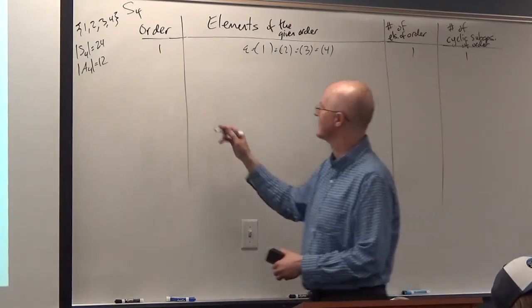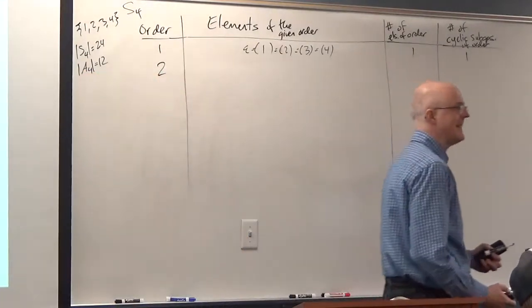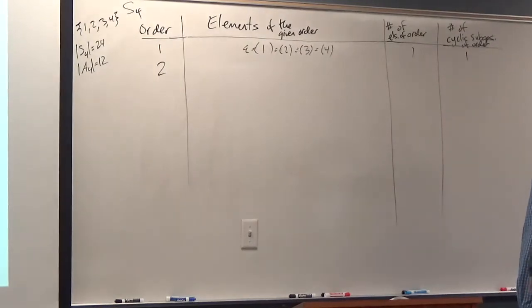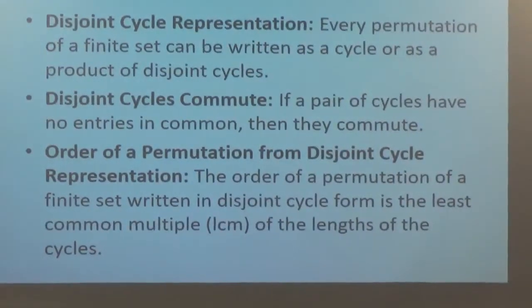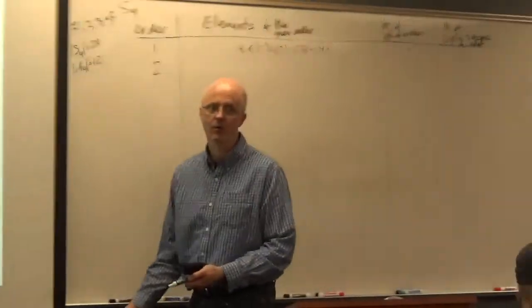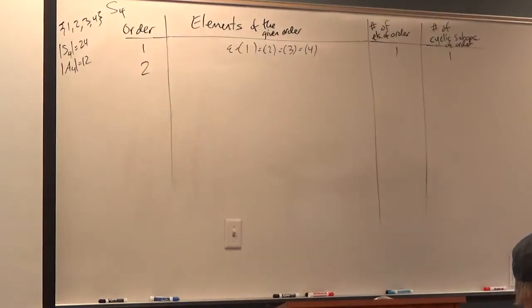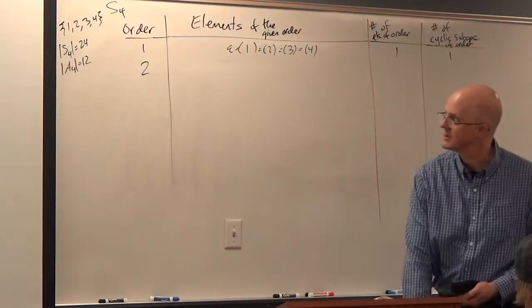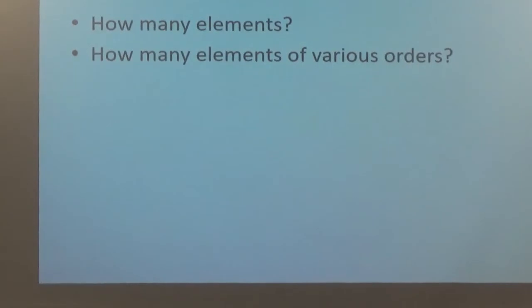Let's move on to elements of order 2. Thinking about the LCM condition: the order of a permutation in disjoint cycle representation is the least common multiple of the lengths of the cycles. That can help us decide what elements of this group have order 2 or order 3 or order 4, or possibly any higher order. So for example, 2 cycles have order 2.